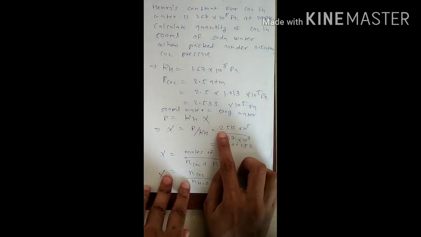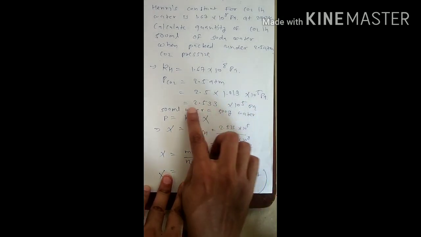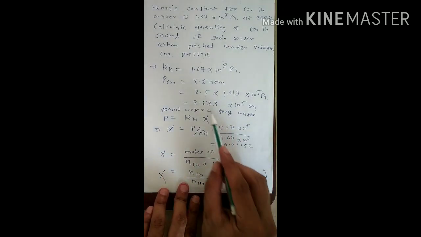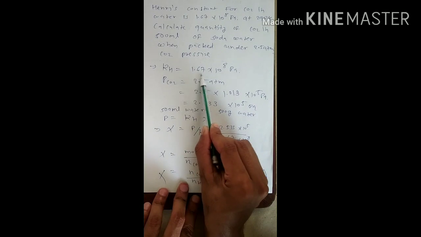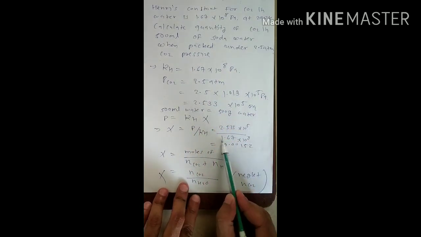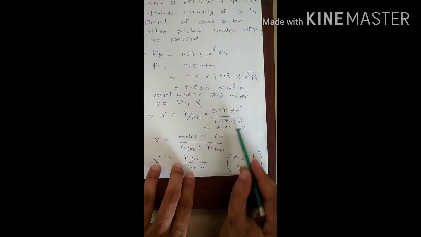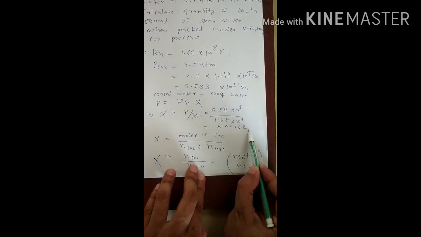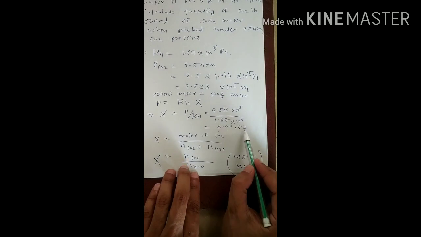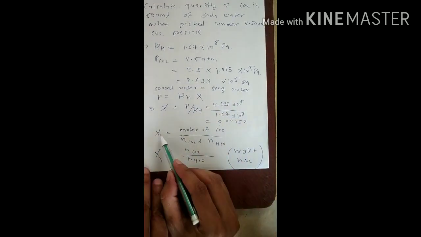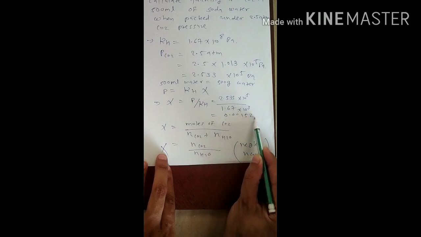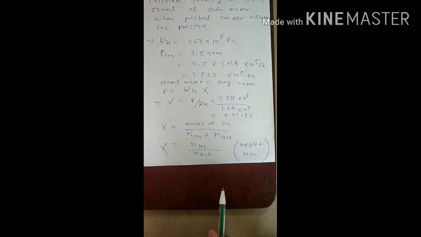Pressure is given to you, 2.533 into 10 raised to 5. Here I have written KH value, that is 1.67 into 10 raised to 8. So here I have written that value. By dividing this, you will get 0.00152 mole fraction. Okay, so mole fraction is equal to 0.00152.